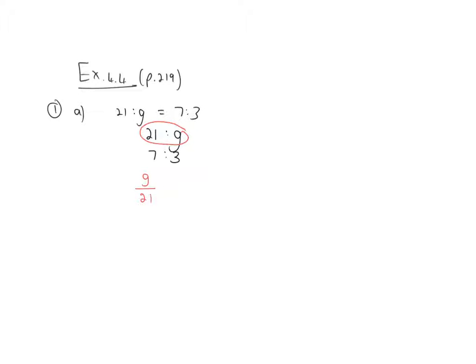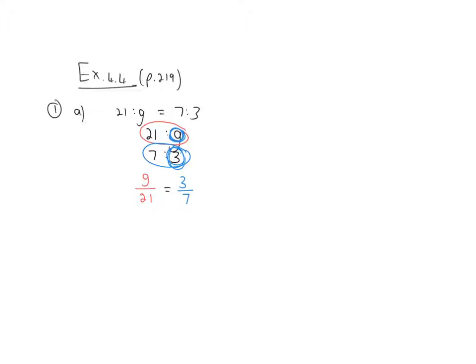over 21. Then we'll take the second ratio and write that as a fraction as well, in the same order. So g was first at the top of the first fraction, then we have to have 3 at the top of the second fraction as well, 7 over 3. And these ratios are equal to each other.